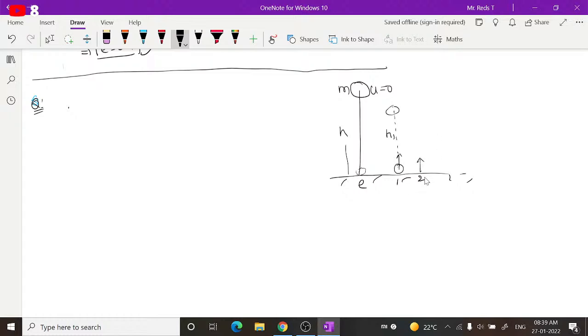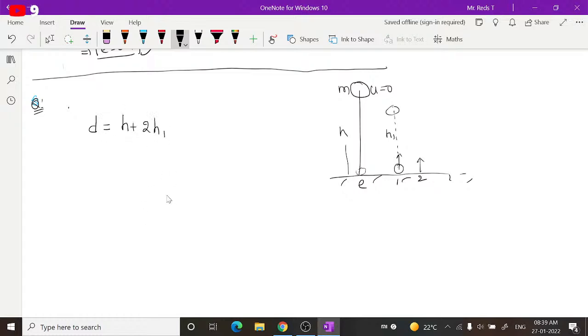But the question here is, what is the total distance covered by it before the second hit? Before the second hit means after coming here, the first hit, what is the distance? Then after the first hit, it has traveled a distance of h1 plus h1, that is 2h1. Then it undergoes the second hit. So before the second hit, the distance traveled is h plus 2h1. What is this distance? We are asked to find. So d is equal to the total distance. d is equal to h plus 2h1.